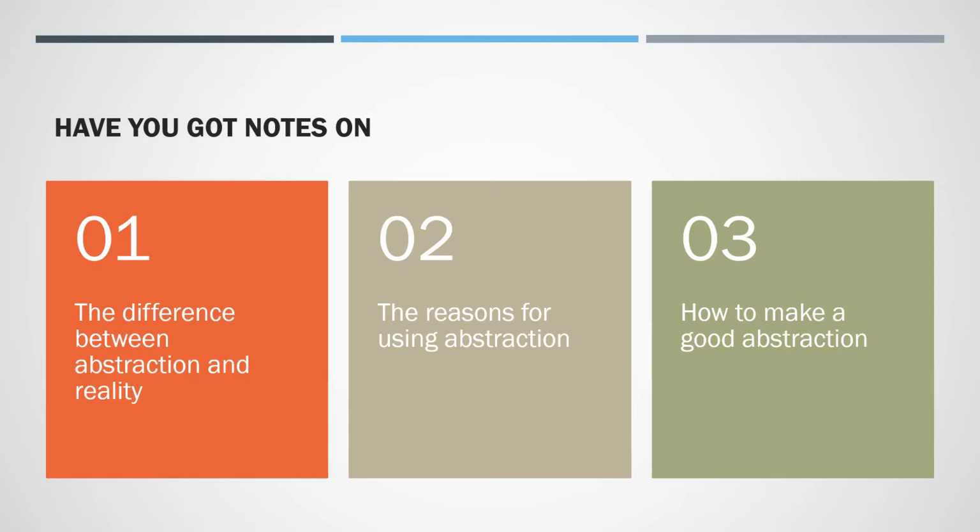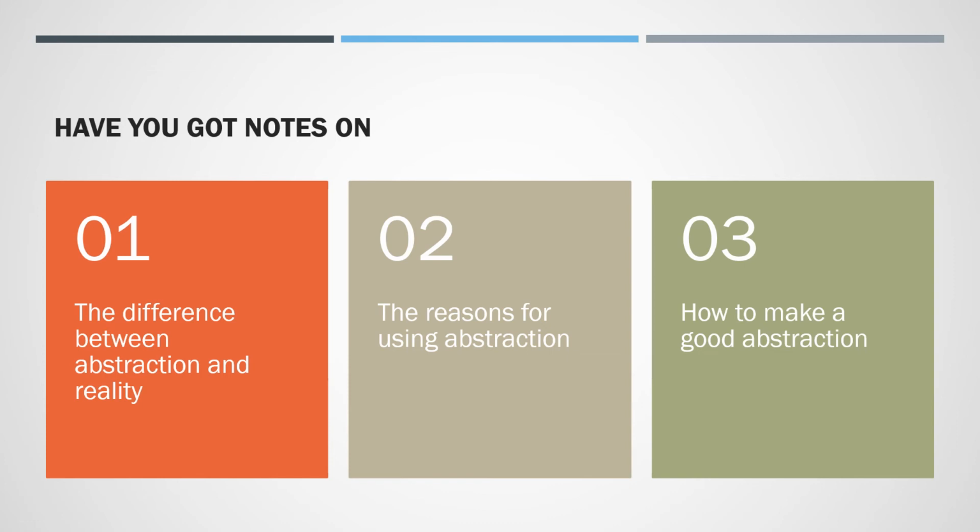So it's important to make revision notes so that when you come back to these ideas later, you'll easily be able to check what you've learned and make sure that you remember it. So you should have notes in your book on the difference between abstraction and reality, the reasons for using abstraction, and how to make a good abstraction. This is a really common topic in the exam, so it's important that you're ready to answer questions on it.